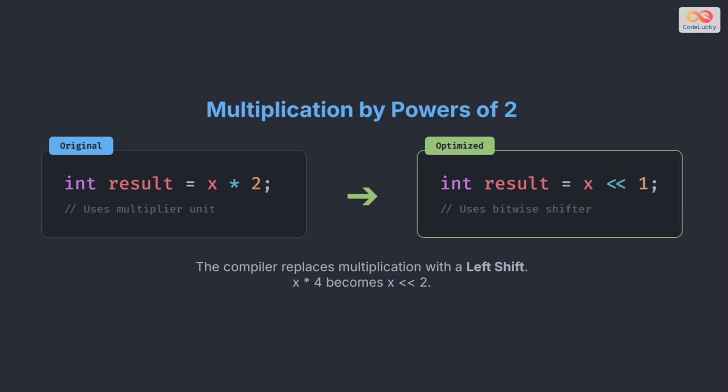Let's look at the most common example. When you multiply a number by a power of 2, like 2, 4, or 8, the compiler can replace the multiplication instruction with a left bitwise shift. As you can see here, multiplying by 2 is mathematically identical to shifting the bits to the left by 1. The shift operation is significantly faster on hardware.